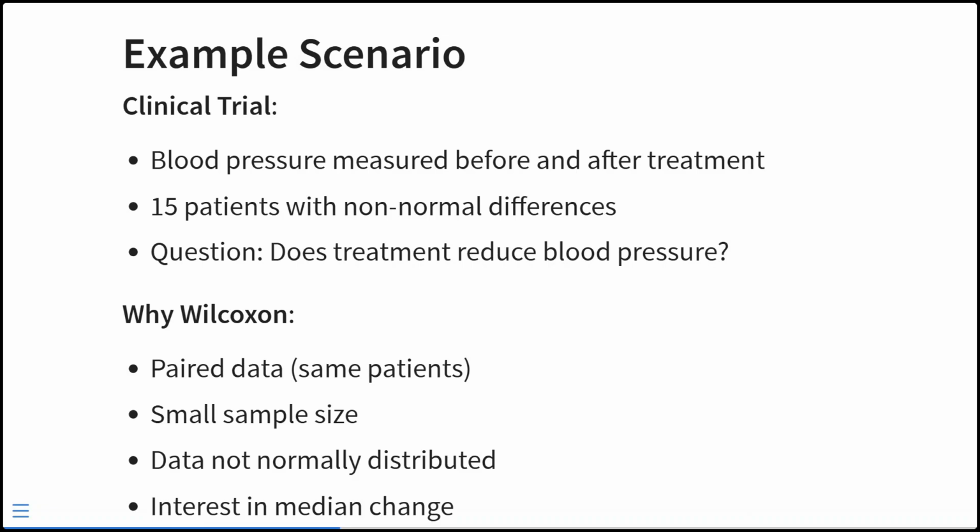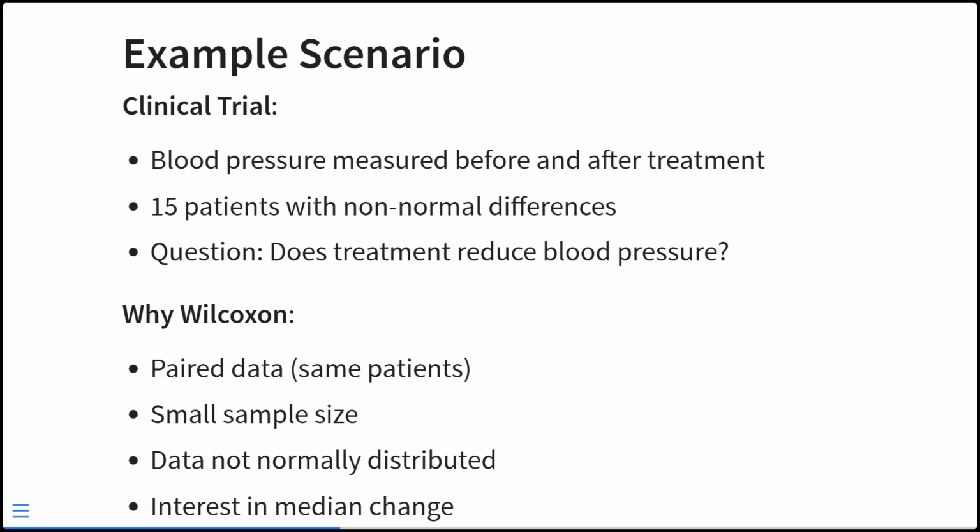So an example scenario: a clinical trial whereby the blood pressure is measured before and after treatment. 15 patients with non-normal differences. Does treatment reduce blood pressure is what we're trying to find out. You can see this is a paired observation. 15 patients are being tested before and after treatment. I want to see if this particular treatment reduces blood pressure.